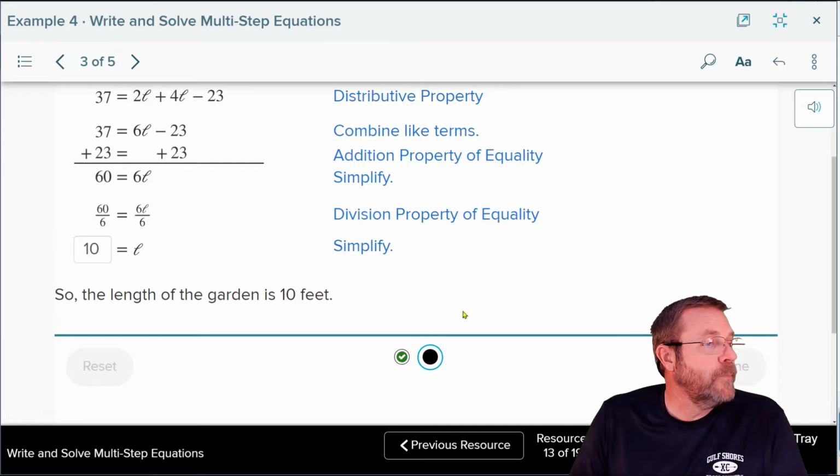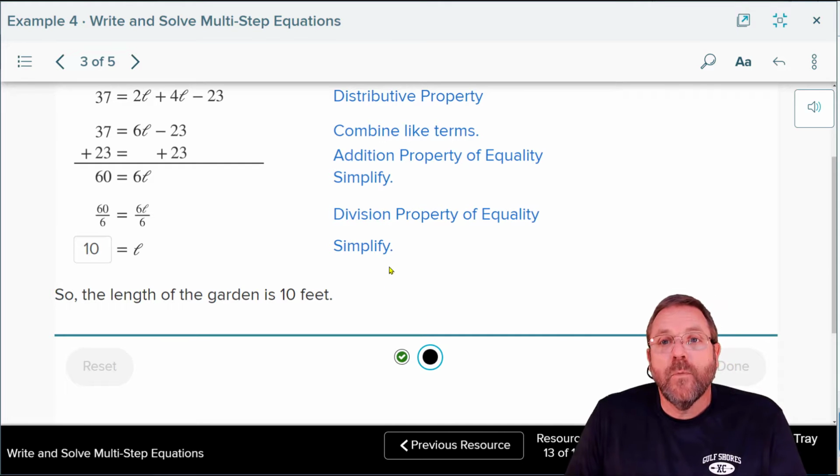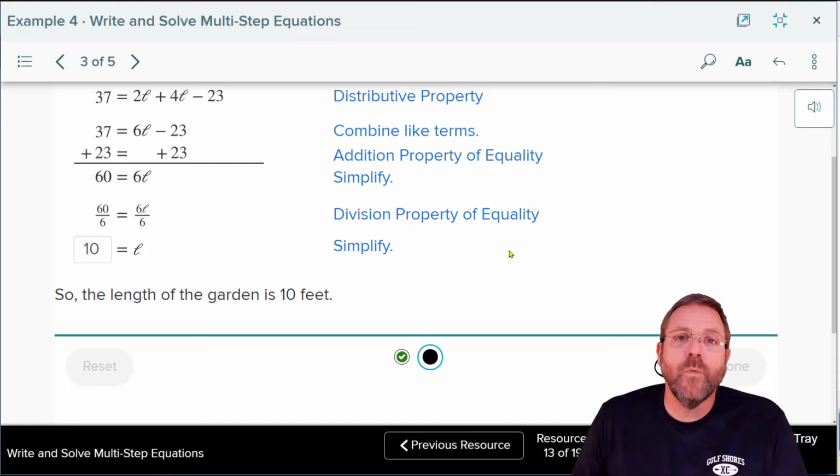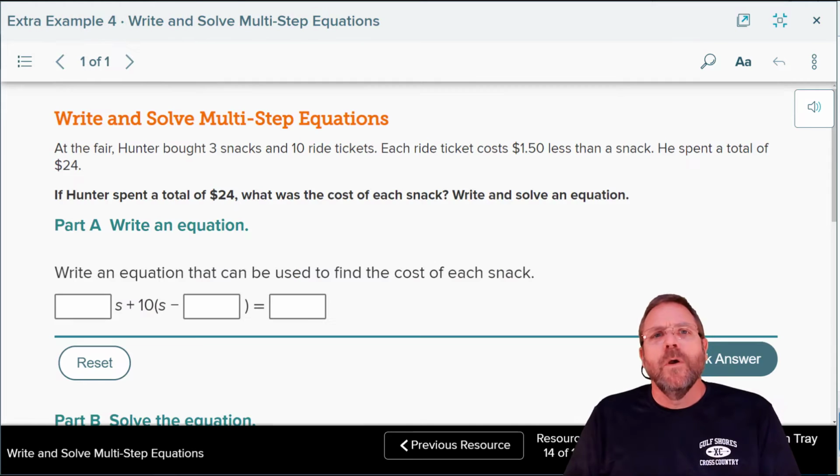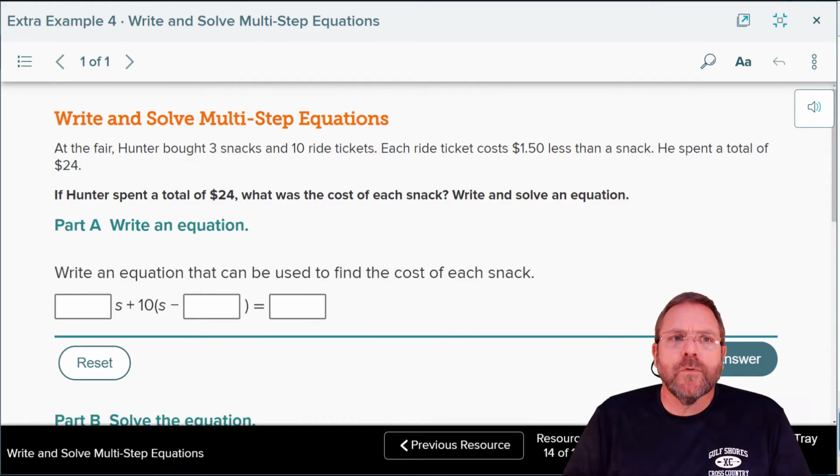If you wanted to go back and find the width of it, well, the width would be 2 times the length, so 2 times 10 is going to be 20. Minus 11.5, 20 minus 11.5, the width would have been 8.5. Once again, it's going to be your turn to solve the problem.